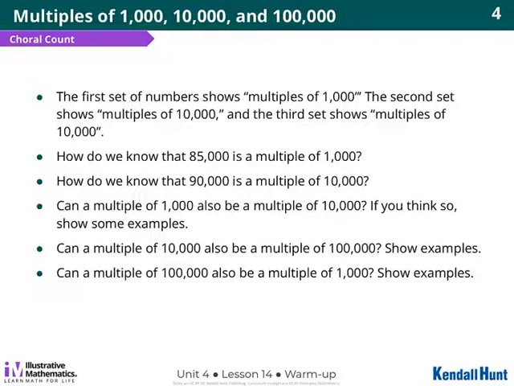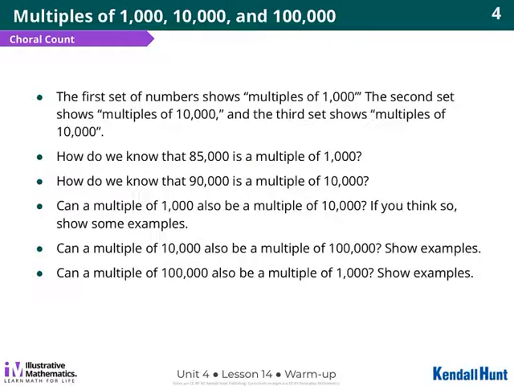Can a multiple of 1,000 also be a multiple of 10,000? Are these questions in your book? No. Just tell me. Can a multiple of 1,000 also be a multiple of 10,000? Aaron. Yes, because you can still count by 1,000 to get to 10,000. So if I count by 1,000, I would say 10,000. If I count by 10,000, I would say 10,000, if I'm looking at multiples of 10,000.